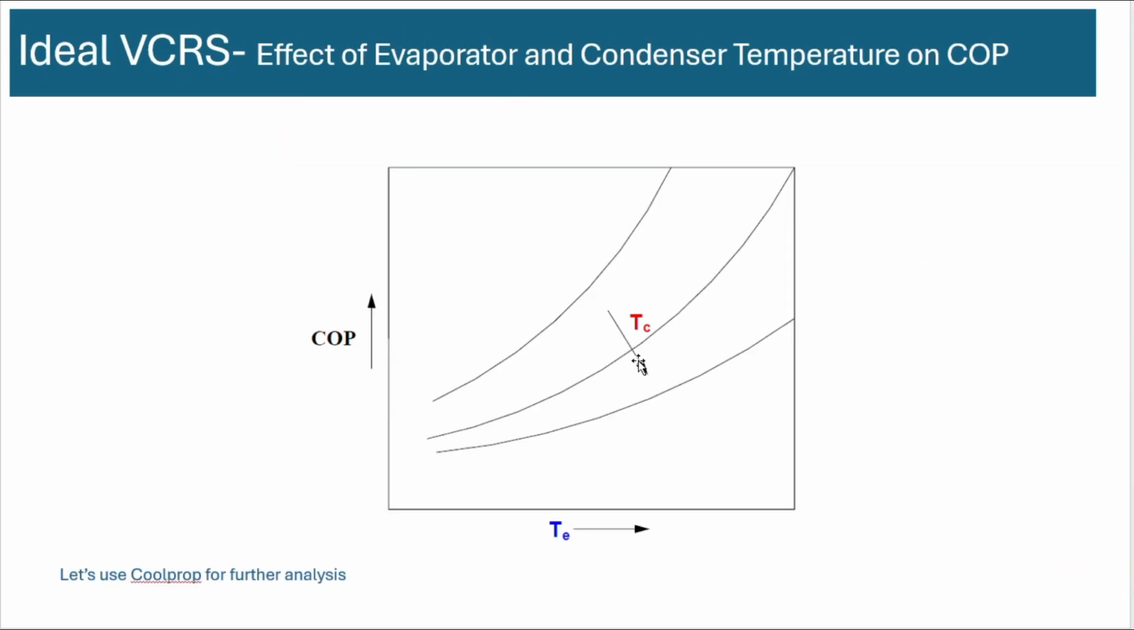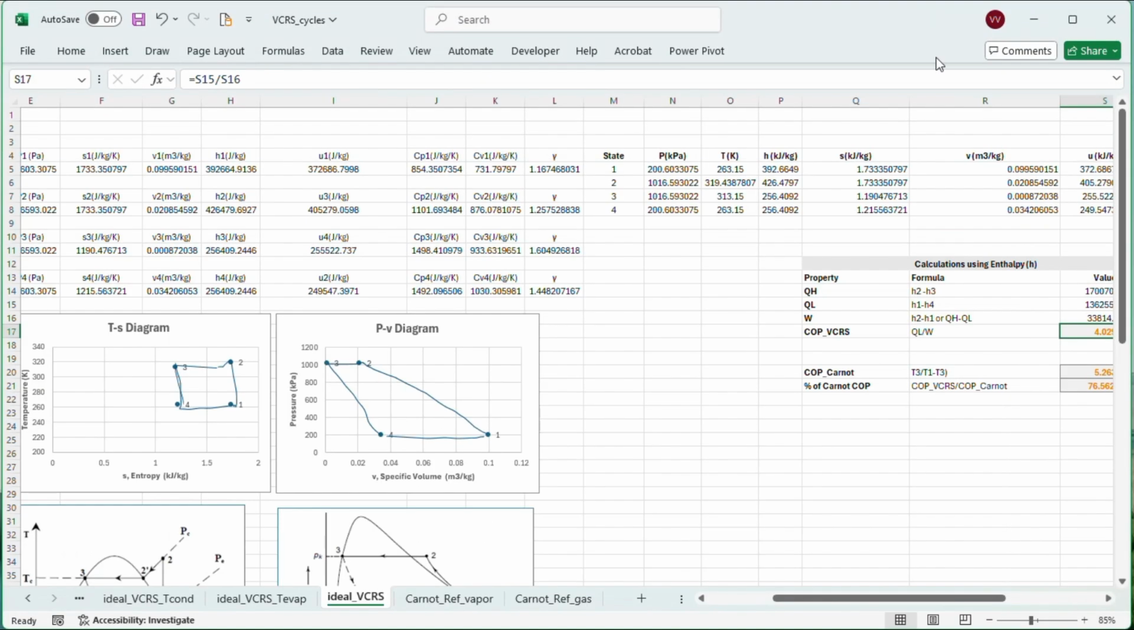Now let's try to understand the effect of condensing temperatures and evaporator temperatures using CoolProp. If you remember the Carnot refrigeration efficiency, it decreases with the increase in high temperature, and it increases with the increase in low temperature. The same thing here. So with low temperature, the efficiency increases, COP increases. For different high temperature scenarios, as the high temperature increases, the efficiency decreases. Okay, so let's plot that using CoolProp and verify.